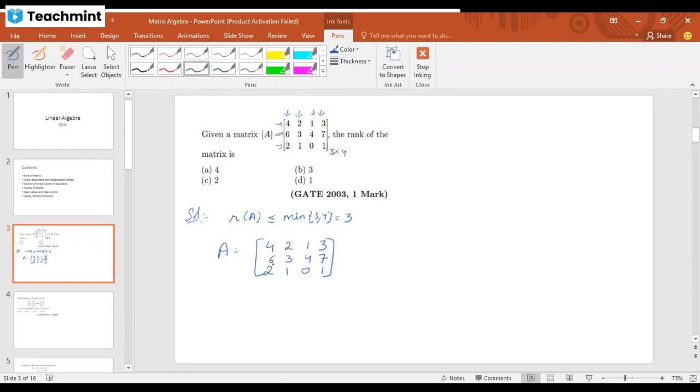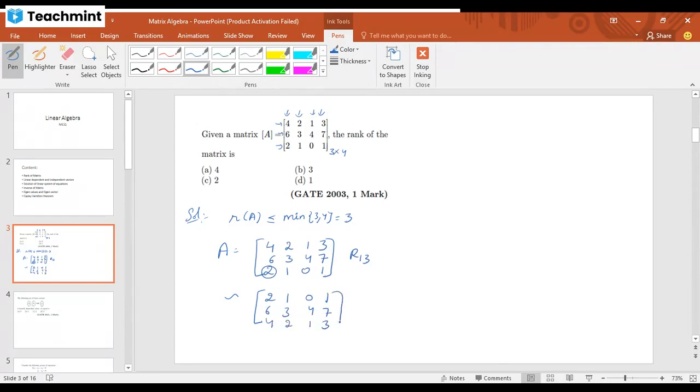The first step is we are going to interchange the first row with the third row, so that we make this a pivot element, the first element of the first row. When we interchange, the first row elements are 2 1 0 1, no change in the second row 6 3 4 7, and now the third row is 4 2 1 3.